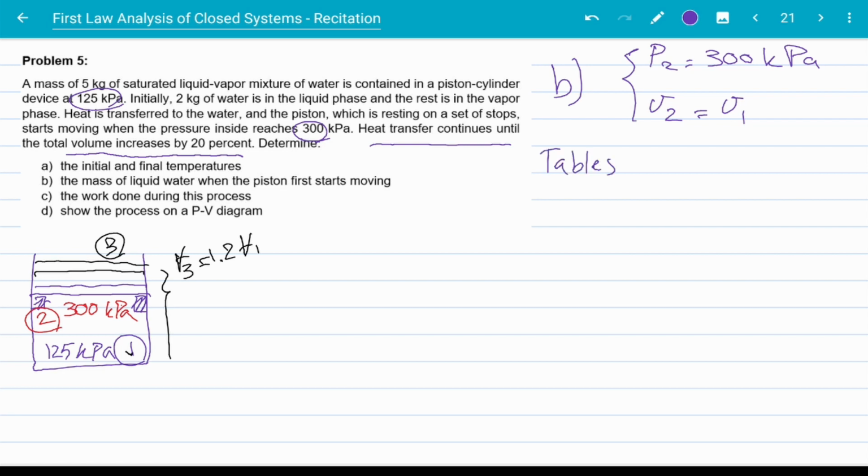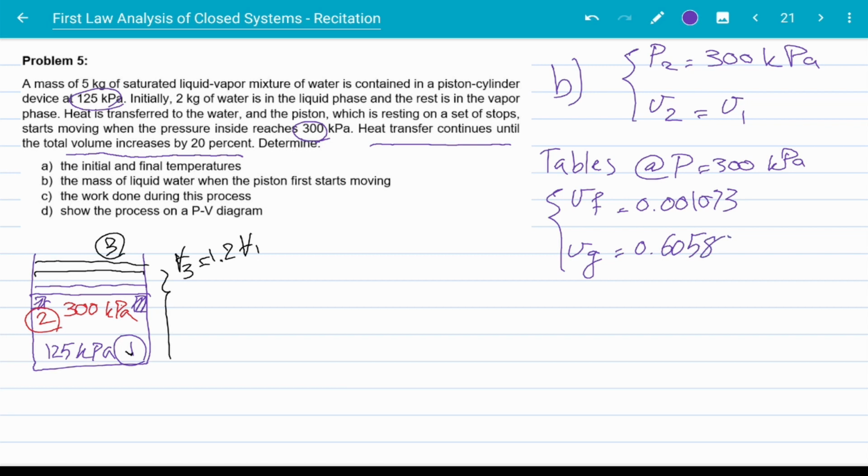Okay, so let's check the tables again. We already have the numbers from part A at pressure of 300 kilopascals. The specific volume of saturated liquid and saturated vapor are given. For liquid, it's 0.001073, and for vapor, it's 0.60582, both in meters cubed per kilogram.